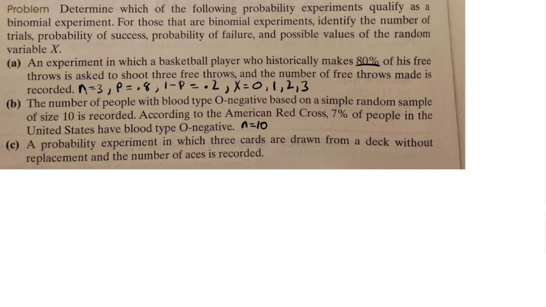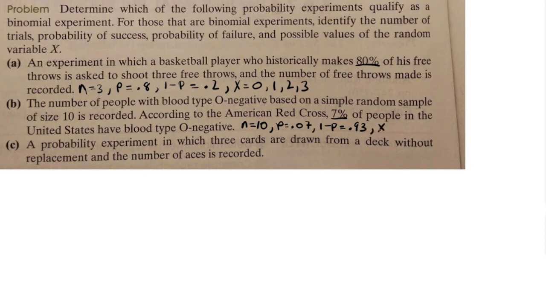Only 2 outcomes, success or failure. We're interested in people with O negative blood type, so succeeding is finding someone with O negative blood type. Failing is finding someone that does not have O negative blood type. So there's only 2 outcomes. The probability of success is the same on every outcome. The probability of having O negative blood is 7%, so my p here is 0.07, which makes my 1 minus p, 1 minus 0.07, which is 0.93.